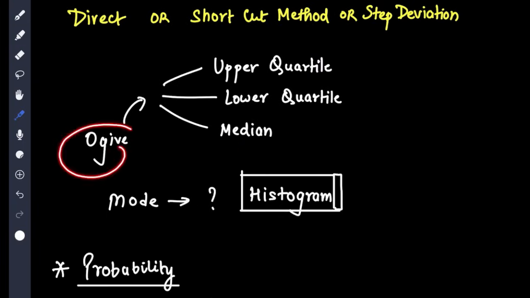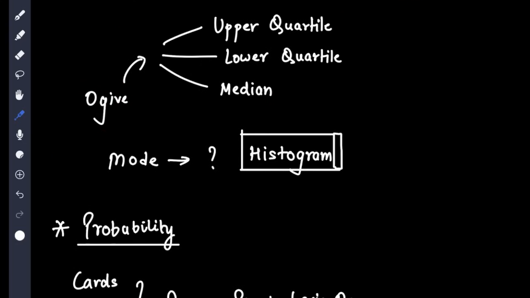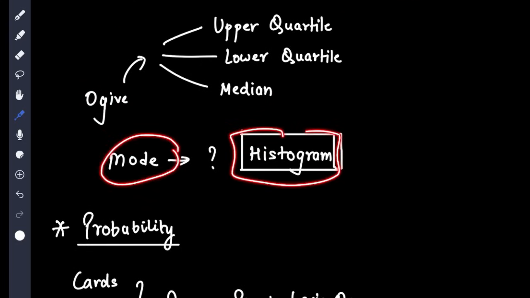And ogive, like upper quartile, lower quartile, and median questions are asked. For histogram, they'll ask you the mode questions.